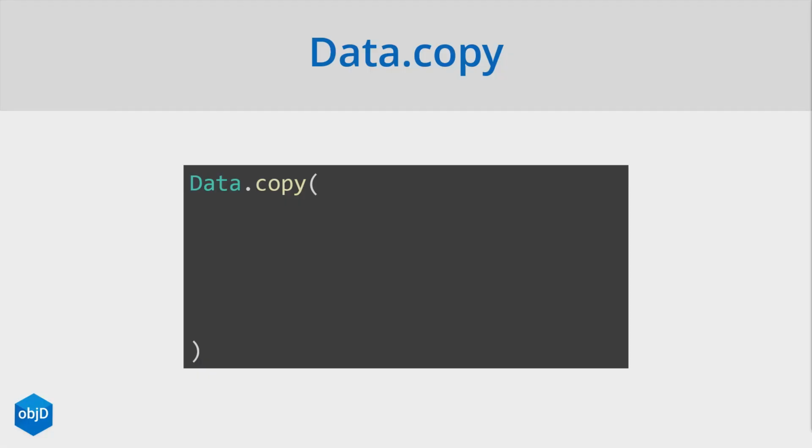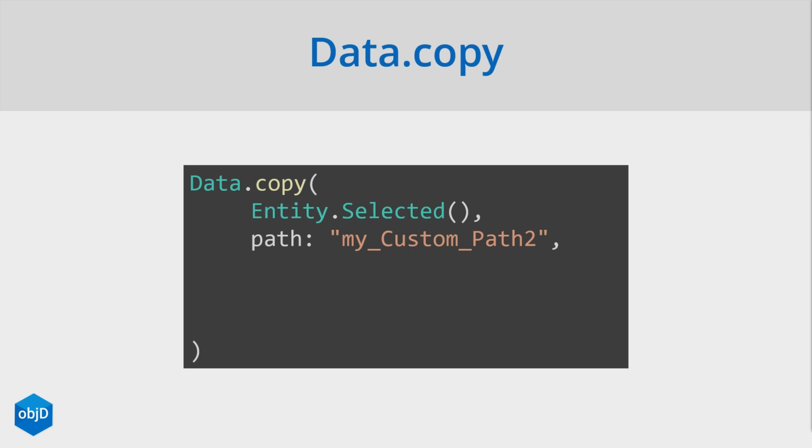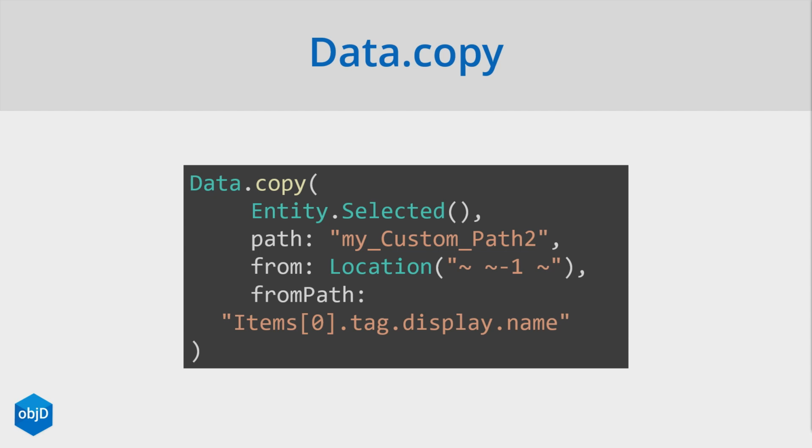To copy NBT data just to another, there's also a custom widget for that, data.copy. And here you just say the target again and also the target path. So where to insert new NBT data, and then you say from, this can also be a location or an entity, and also from path to take the data from. In the end, this would be the same result as using data modify, but a bit shorter.